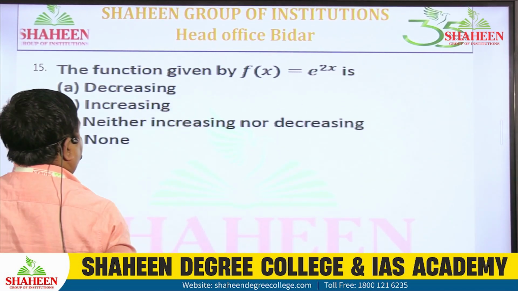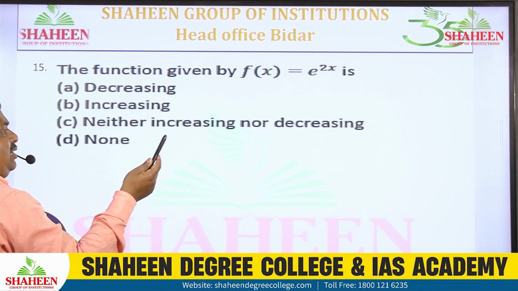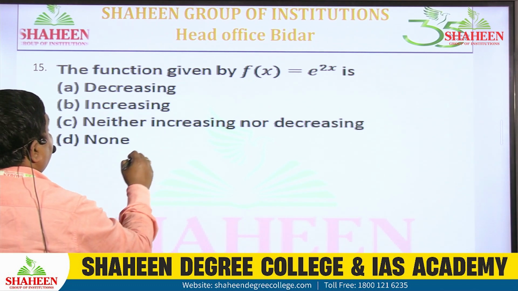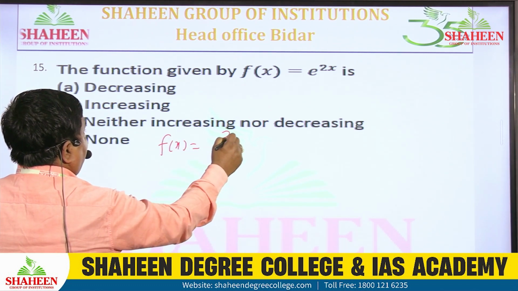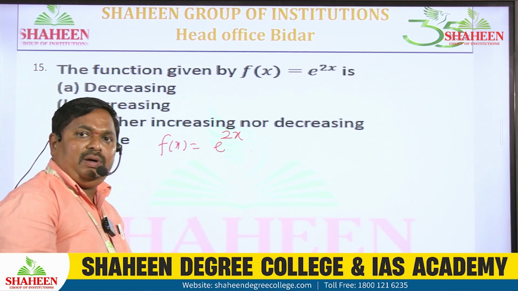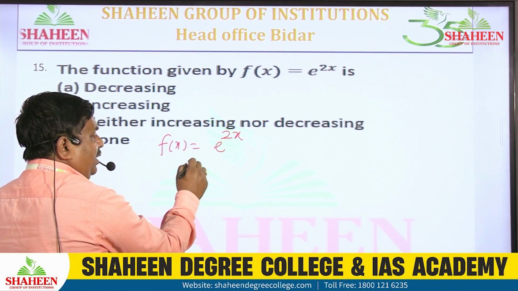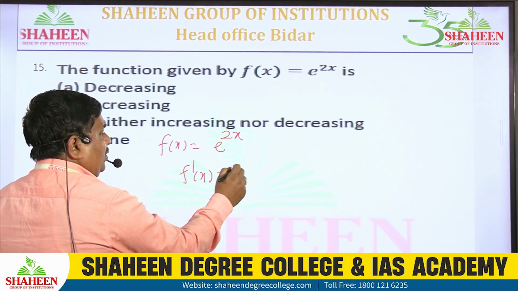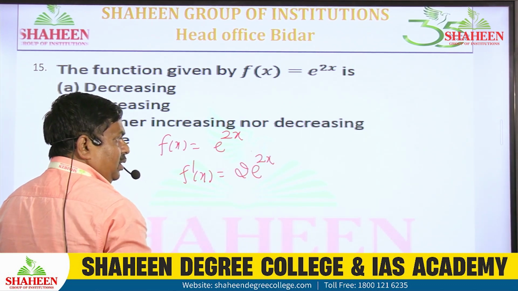So in this function also, we are checking whether it is increasing, decreasing, neither increasing nor decreasing, or none of this. So let us write the given function f of x equal to e power 2x. What is the function here? e power 2x. The derivative of e power 2x, f dash of x, is equal to 2 into e power 2x.